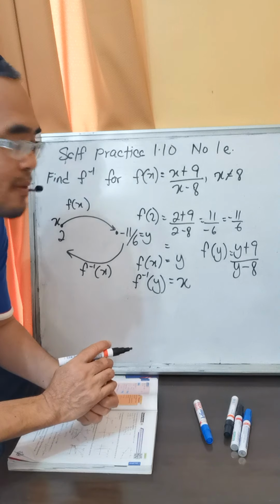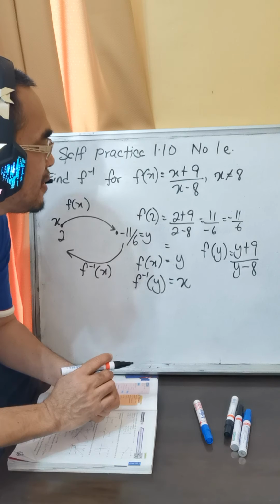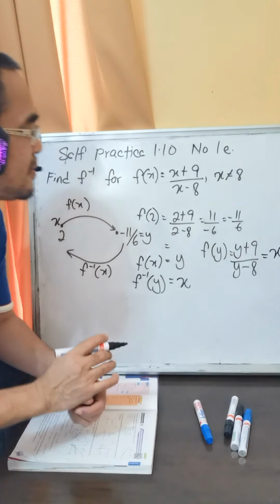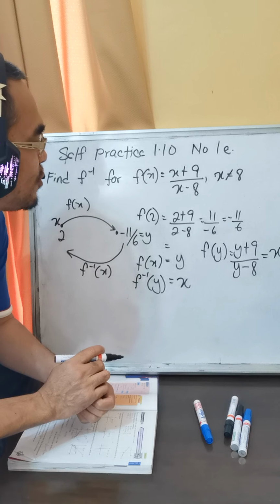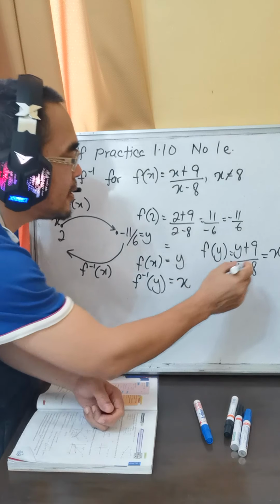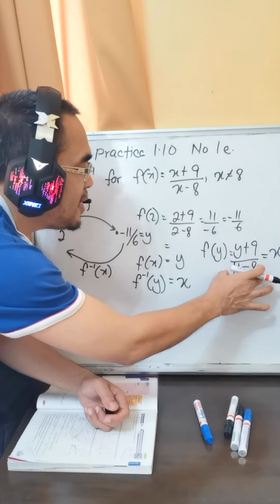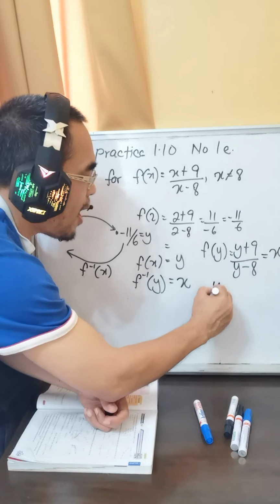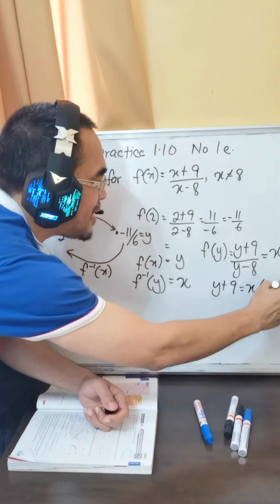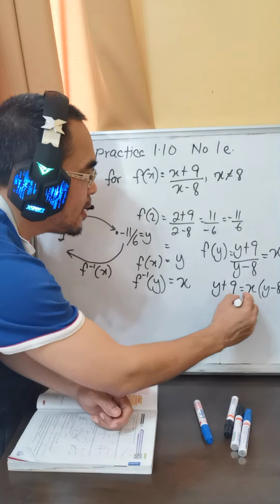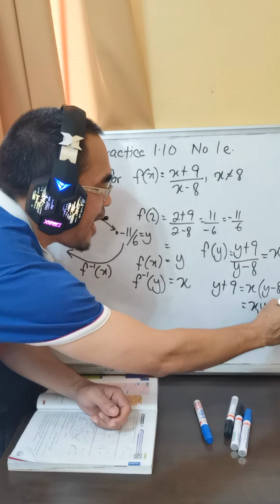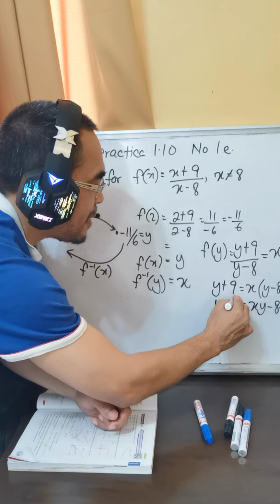Then we change the subject. Okay, so how to change the subject? Let's say this is equal to x. Now we have to make y the subject. How to do that? We have to move this to the other side. So we say y plus 9 equals x(y minus 8). Then we expand the bracket, so we have xy minus 8x, and this is y plus 9.